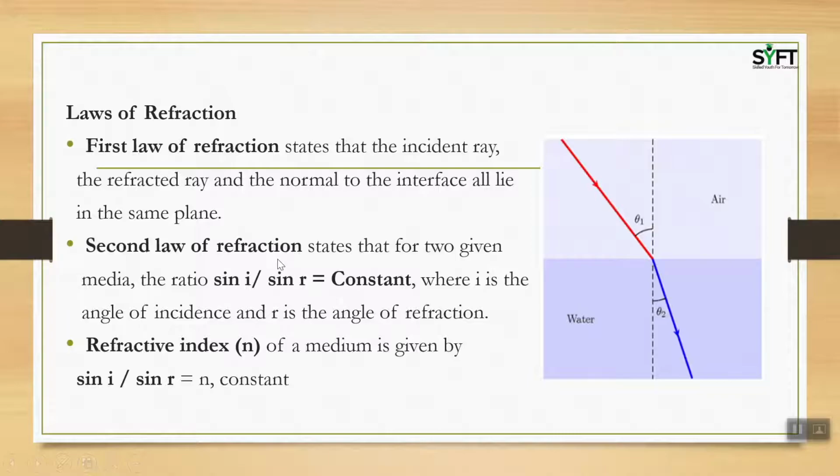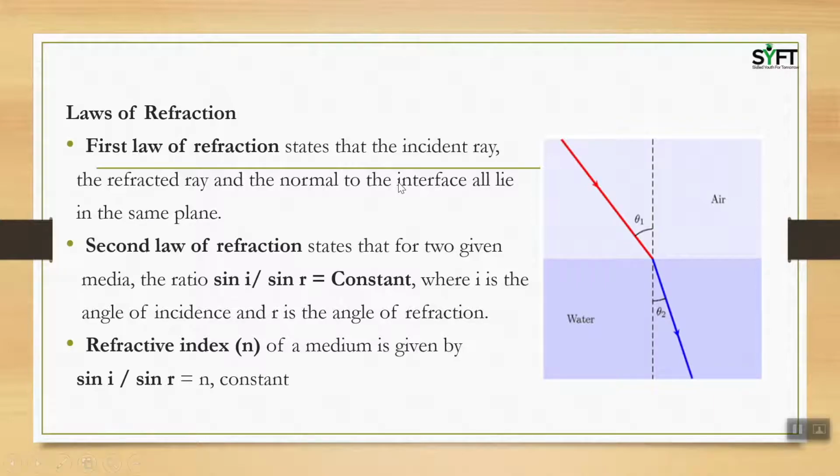Your second law of refraction is that for two given media, the ratio sin i divided by sin r is equal to a constant, where i is the angle of incidence and r is the angle of refraction. Just go through the image: angle of incidence, angle of refraction. So sin i by sin r is equal to a constant. The refractive index, denoted by n, of a medium is given by sin i by sin r equal to n, a constant.